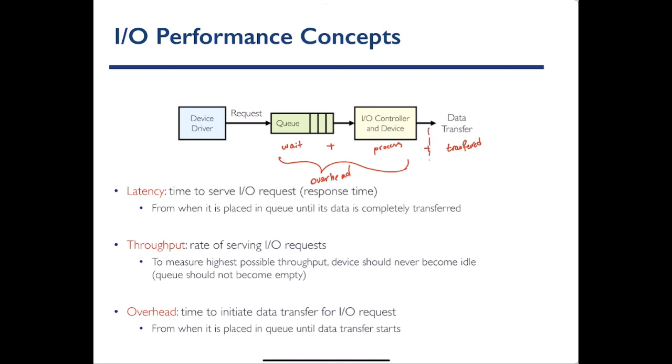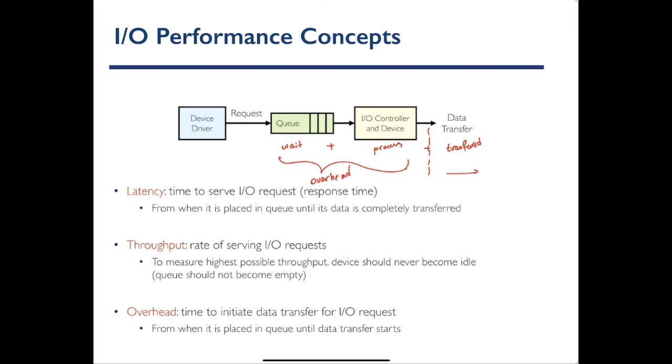So right before you start transferring your data is overhead. The time you spend waiting, and then the time that the controller processes your request, is called the overhead of this model. And then eventually the transfer is the part that you're interested in.